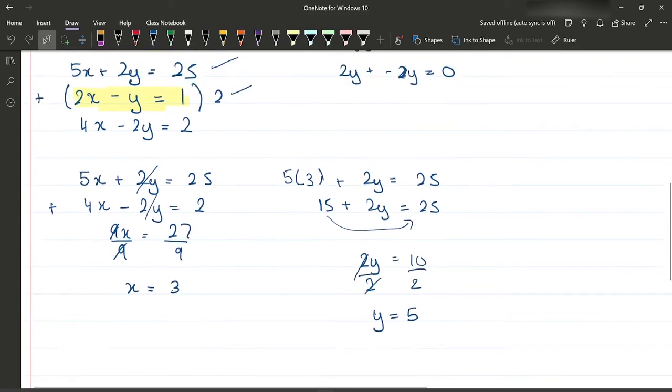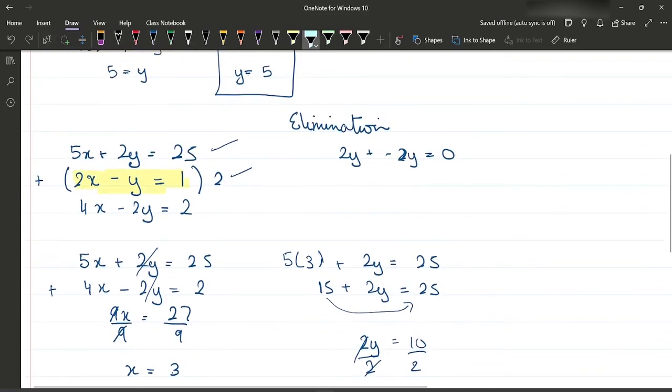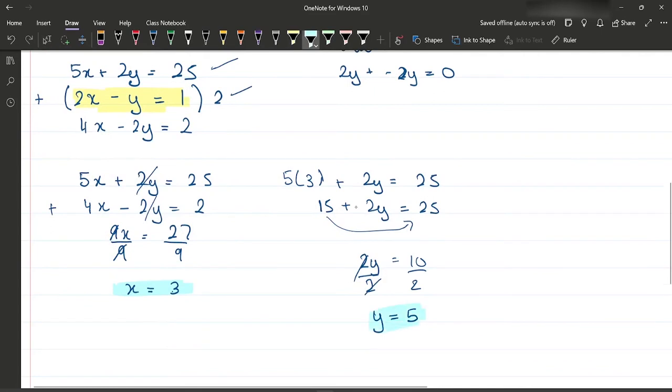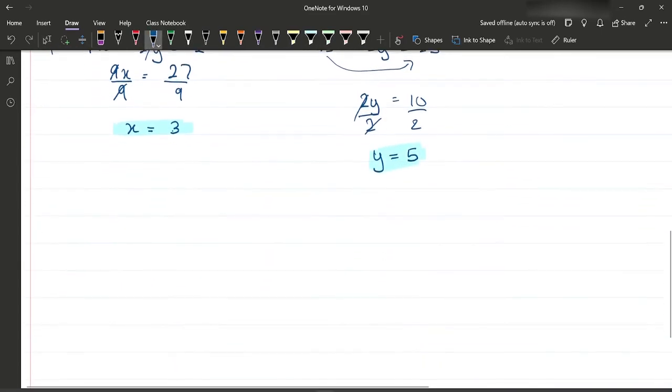So this confirms that both methods are valid. They both work, and you can choose any of the methods. I prefer substitution, so I will be using that.